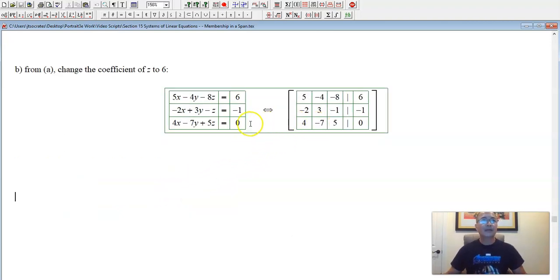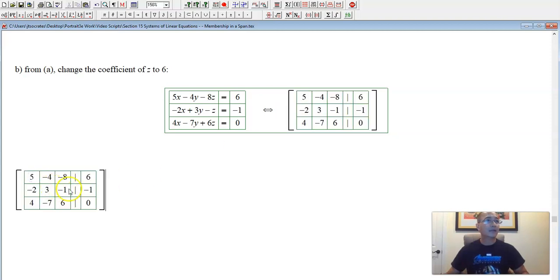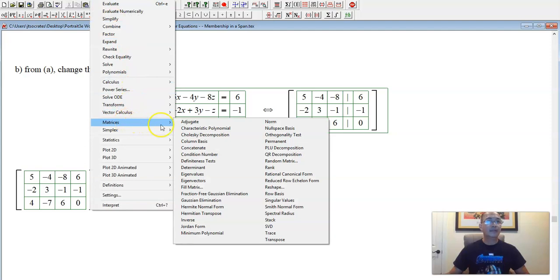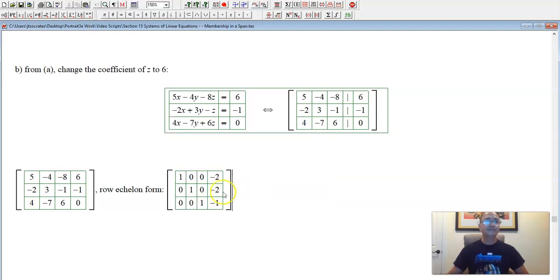Okay, so we're going to do one more thing. We're going to keep that 0, and then we're going to change the coefficient of z from 5 to 6. So that will be a 6, and that corresponds to this augmented matrix. So we're going to do the same thing. Let's make a copy of that down here, erase the bars, and then find the REF. Compute matrices REF. Okay, so we don't get 0, 0, 0, 1 this time around.